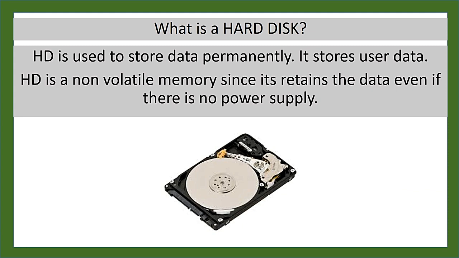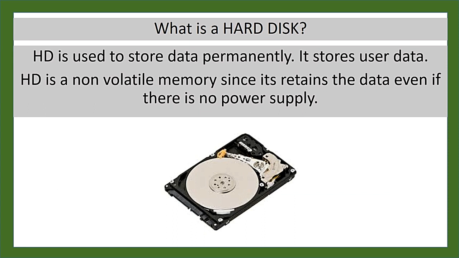So can you guess what kind of memory is hard disk? Hard disk is a non-volatile memory. Why? Because it can easily retain your data. So RAM, ROM, hard disk, all these are memories, but they act differently. RAM cannot retain the memory, okay? It retains the memory only as long as there is power supply.